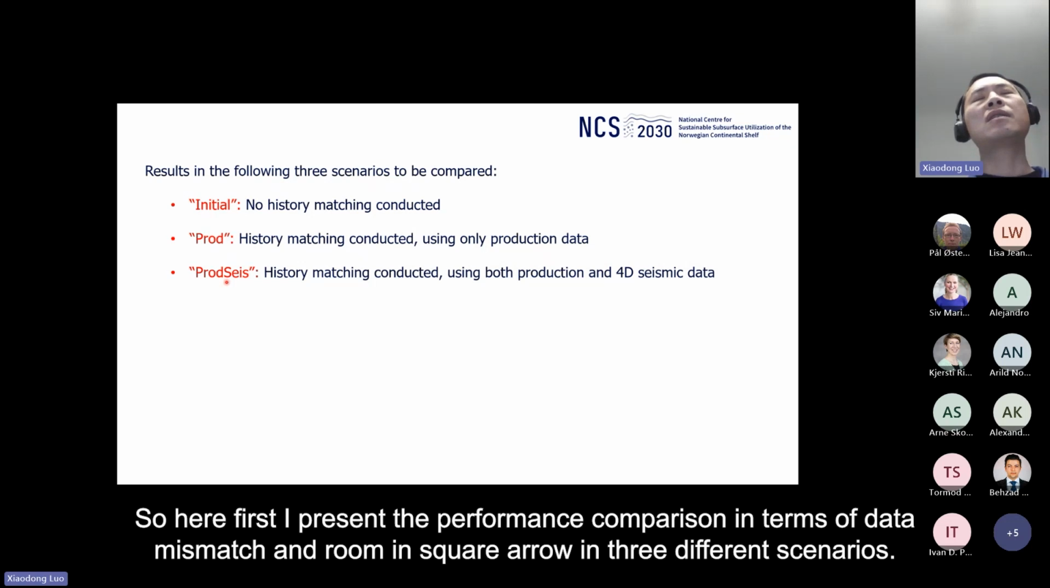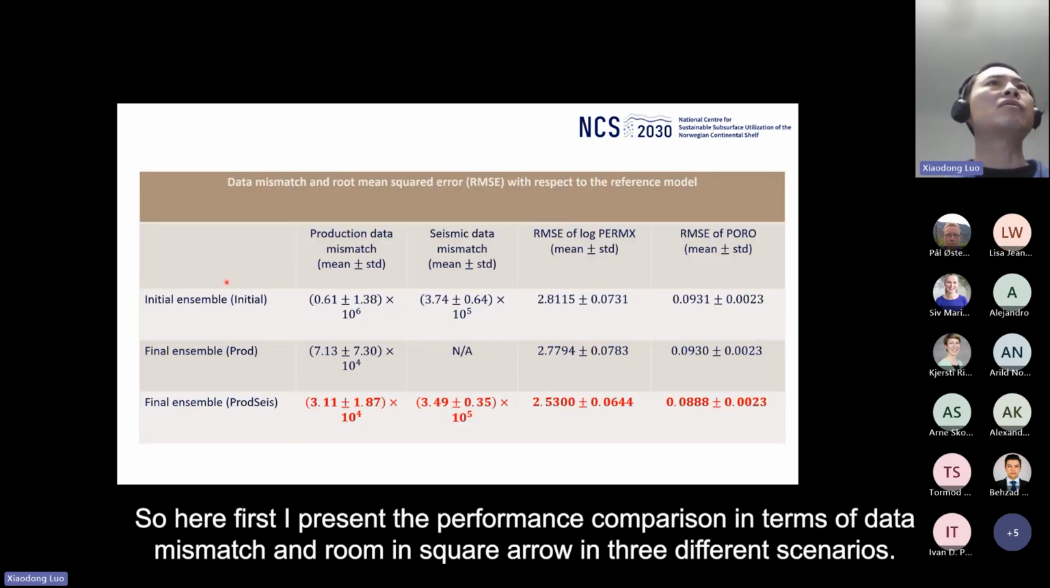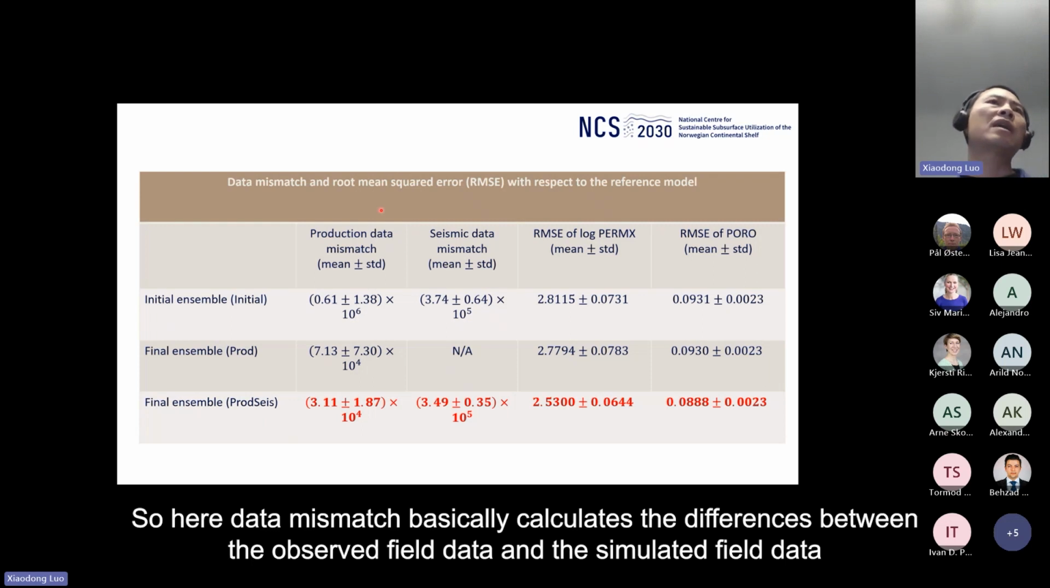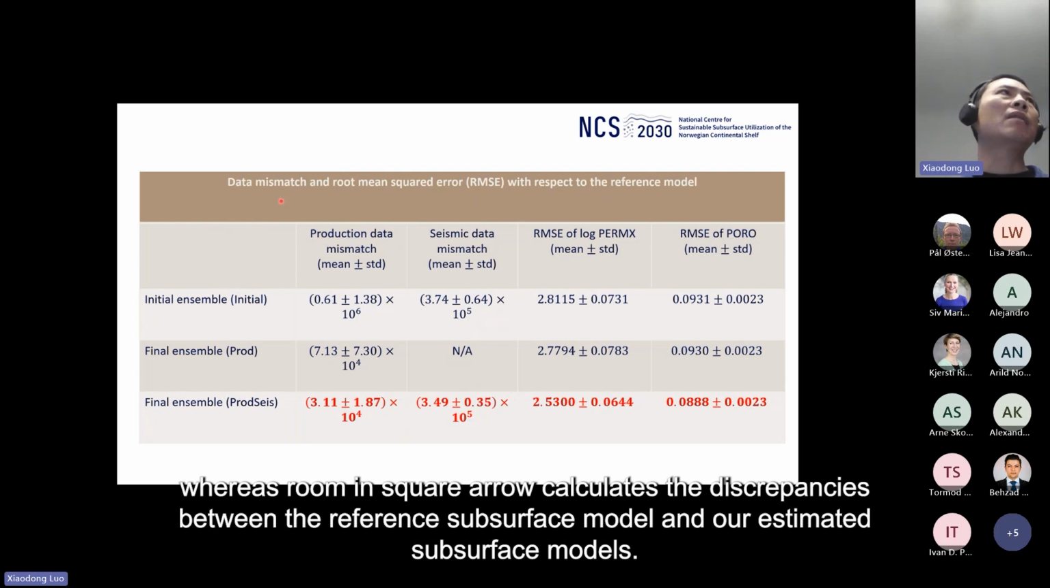Here I first present the performance comparison in terms of data mismatch and root mean square error in 3 different scenarios. Data mismatch basically calculates the differences between the observed field data and the simulated field data, whereas root mean square error calculates the discrepancies between the reference subsurface model and our estimated subsurface models.